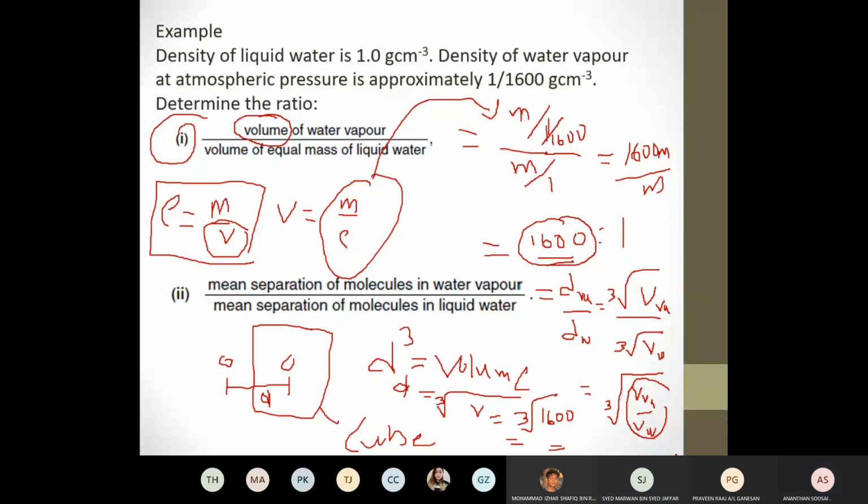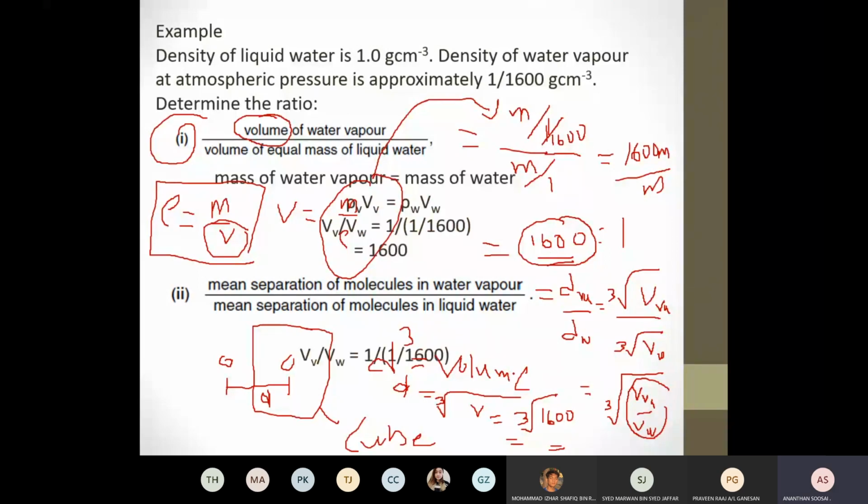Okay. So the important thing you learn here is how the separation relates to volume. Separation cubed is the volume of the atom, the volume occupied by the atom. So this is the first answer, and this is the second answer. So D cubed, we get 11.7.